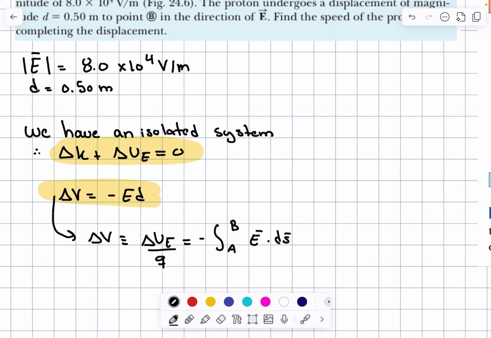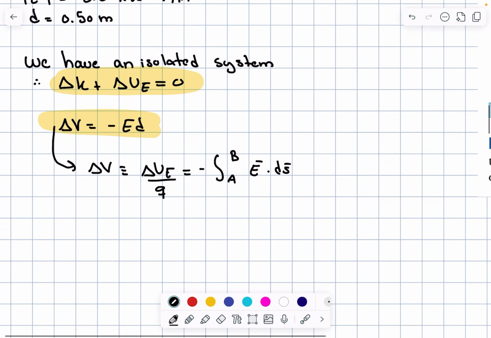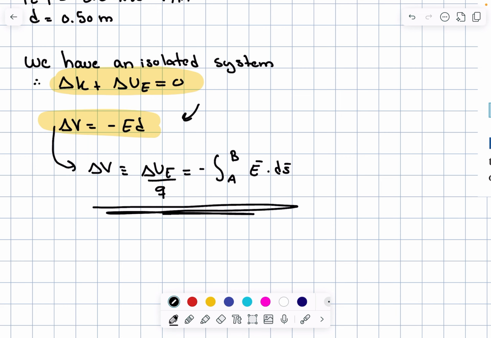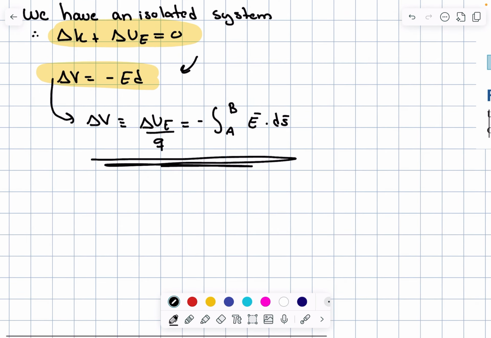But instead of just starting off with this equation, I really want to show you where it comes from, so that let's say you forget if you can or can't use this equation, you should just go back to the basics, which is this equation here, and figure it out from there. So we define delta V to be the change in potential, and it's defined as the change in potential energy divided by Q. And we know that change in potential energy divided by Q is equal to the negative integral from A to B of E dot ds.